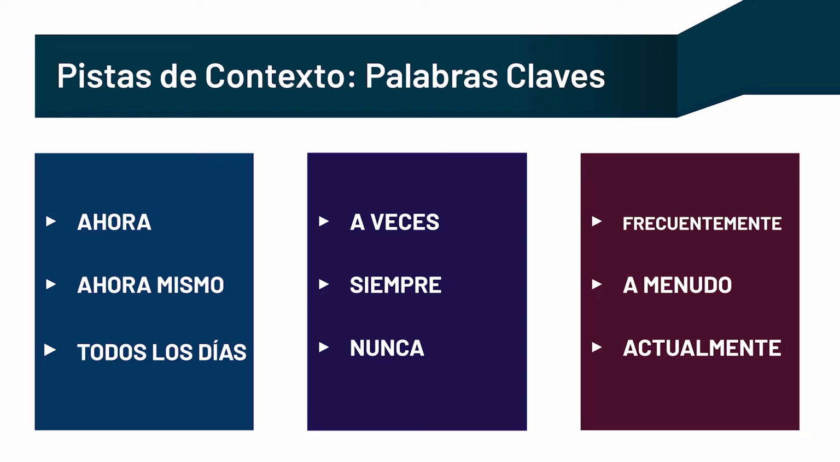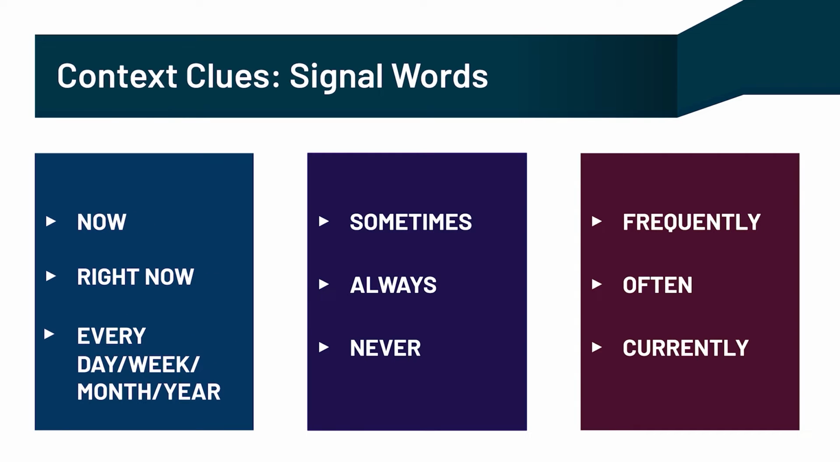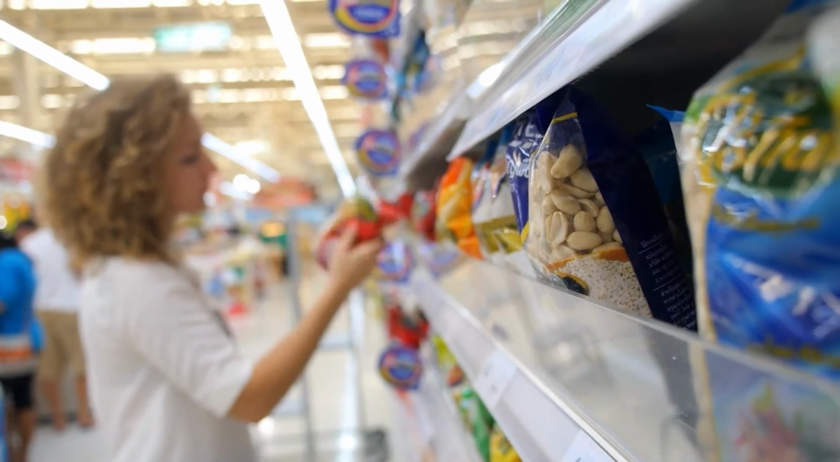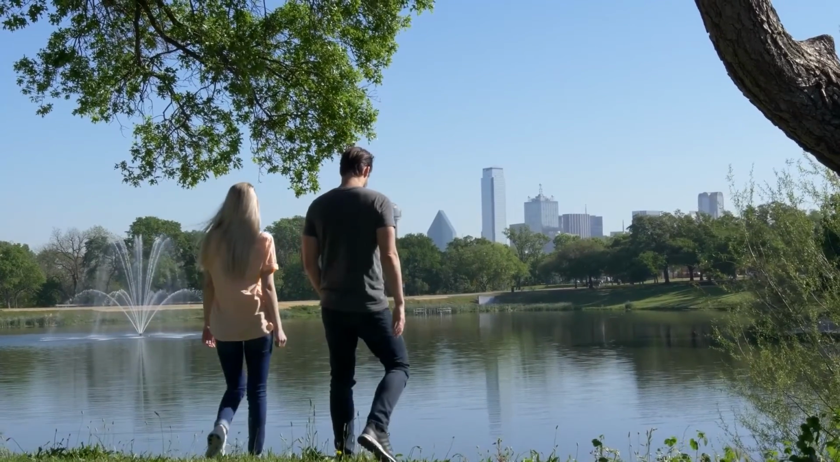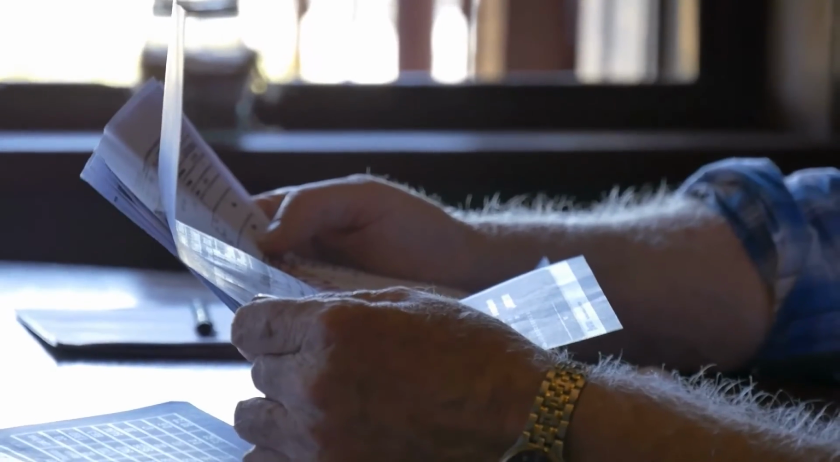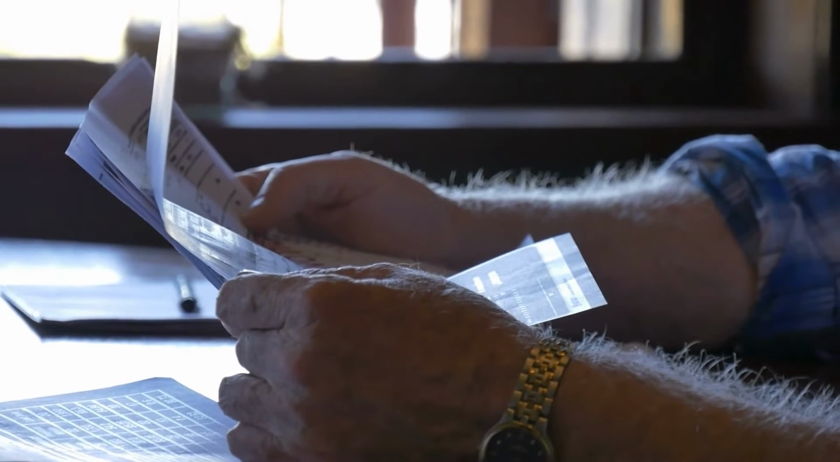Signal words for the present tense include now, right now, every day, every week, every month, sometimes, always, never, frequently, often, currently. Let's look at some examples. I go to the supermarket frequently. My family and I visit our friends in Dallas sometimes. I pay the electric bill every month.